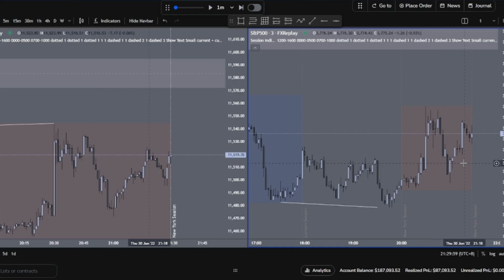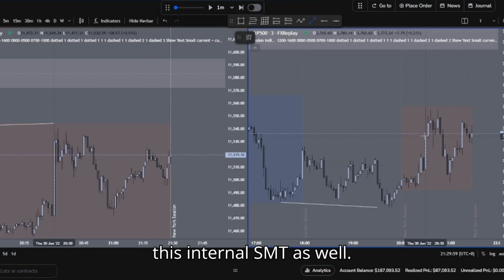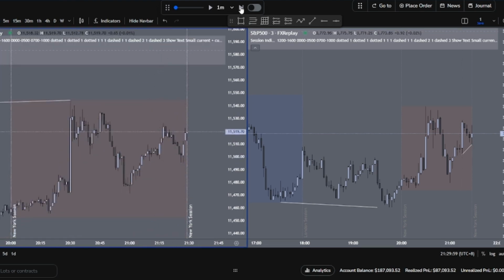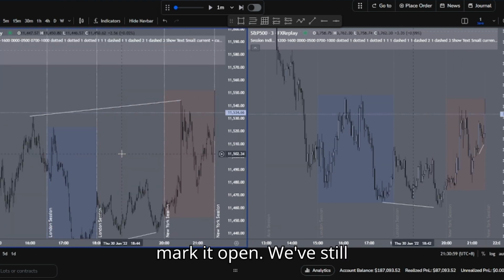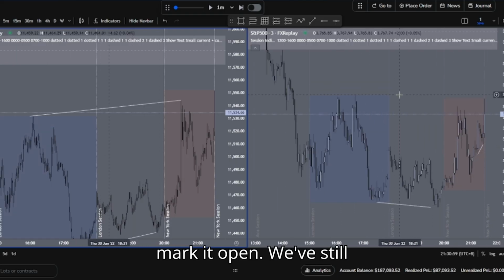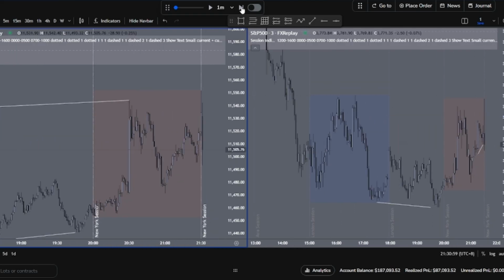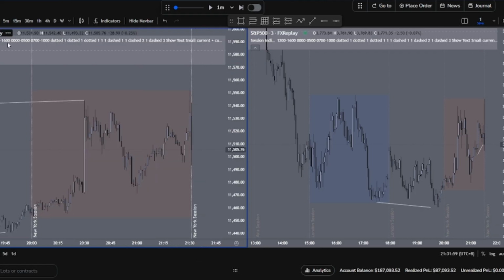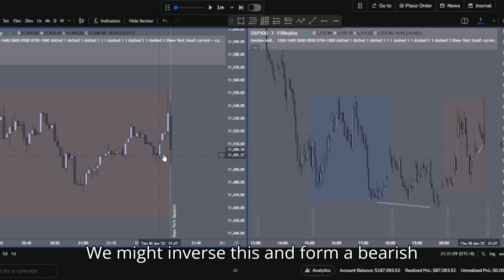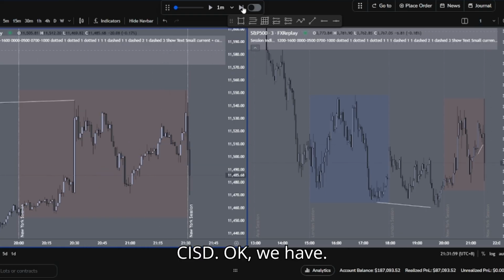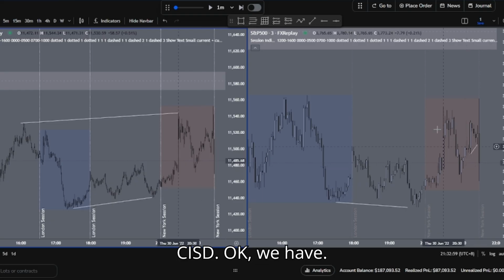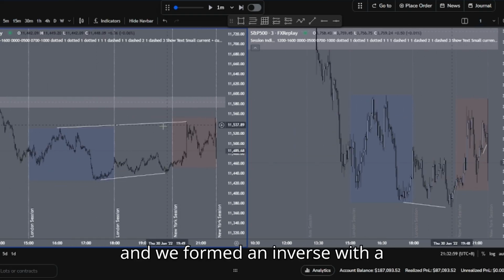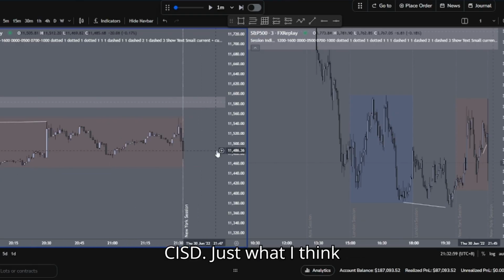We have this internal SMT as well. Okay. Market open. Still not taken this on ES. And we're dumping. We might inverse this and form a bearish CISD. Okay, we have. So the bearish SMT is holding. And we formed an inverse with a CISD.